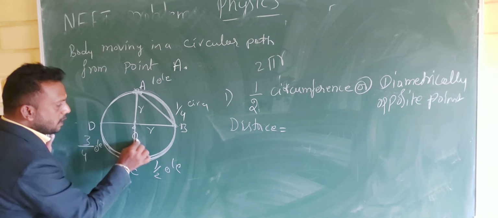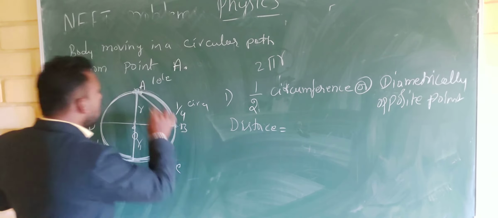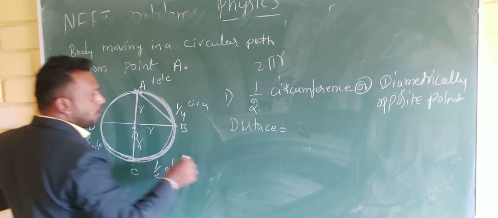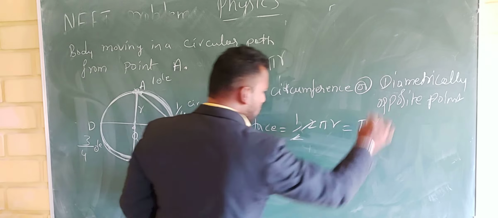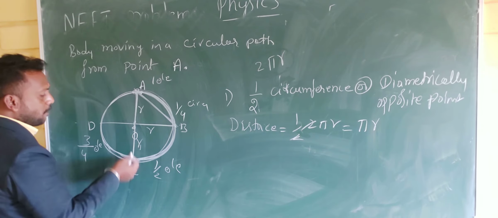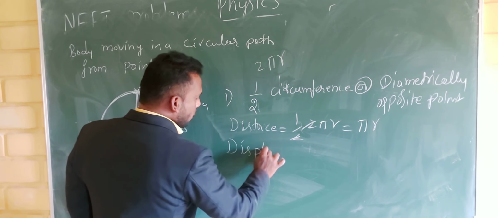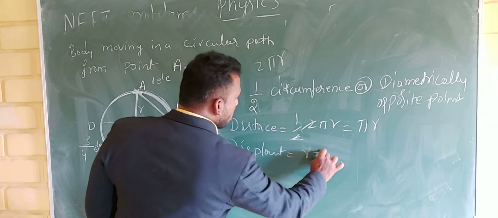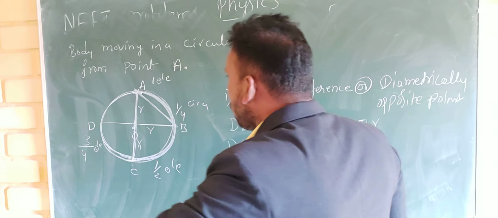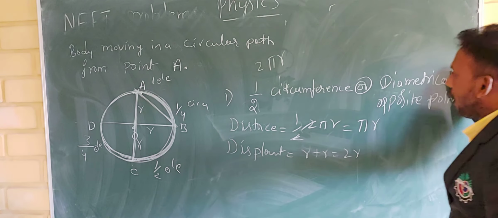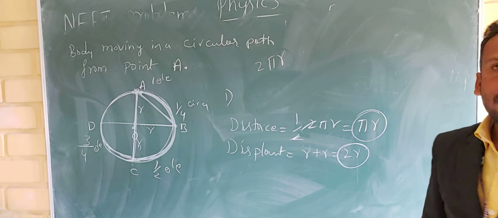Distance is the total path length, half of the circumference. Half of 2 pi r, the 2 cancels, and the answer is pi r. Displacement is the shortest distance between the initial and final point, which is AC. Displacement is r plus r, that is 2r. Therefore, for half the circumference, distance is pi r and displacement is 2r.